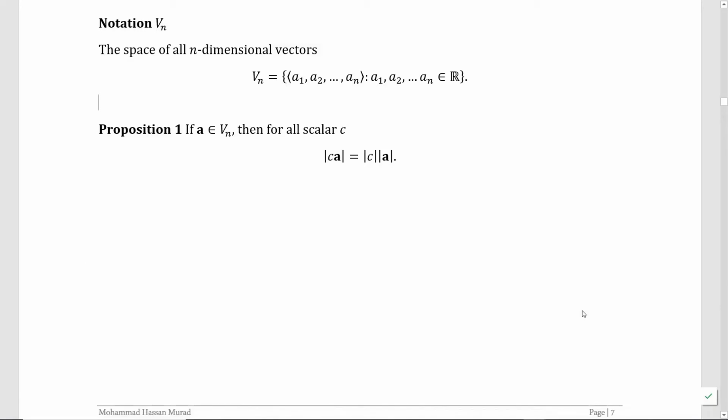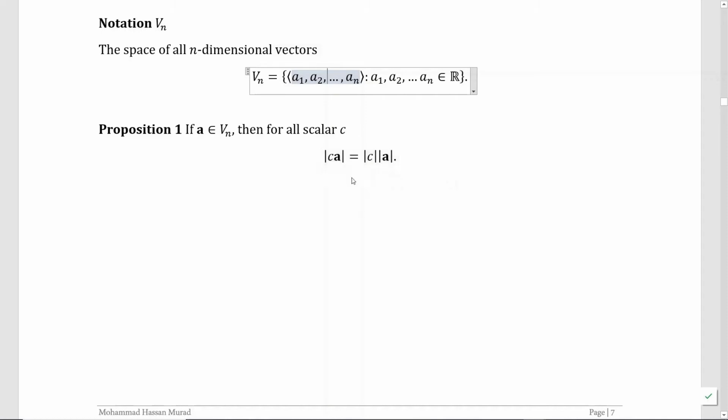Let V sub n denote the space of all n-dimensional vectors. This means V sub n is the set of all vectors of this form, where each component is a real number. Proposition 1. If A is an n-dimensional vector, then for every scalar C, this equation is true.